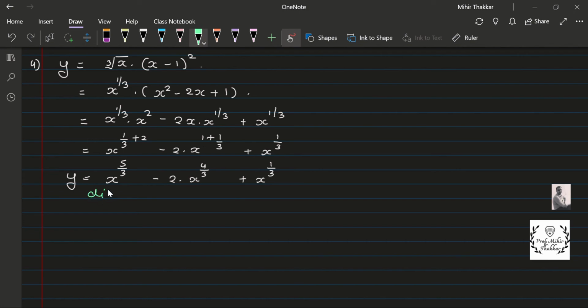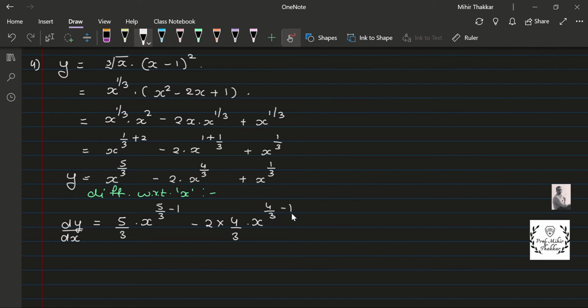So now we will say differentiating with respect to x. So derivative of y comes as dy by dx. This will be 5 by 3 x raised to 5 by 3 minus 1, minus 2, that is the coefficient, 4 by 3 x raised to 4 by 3 minus 1 plus 1 by 3 x raised to 1 by 3 minus 1.